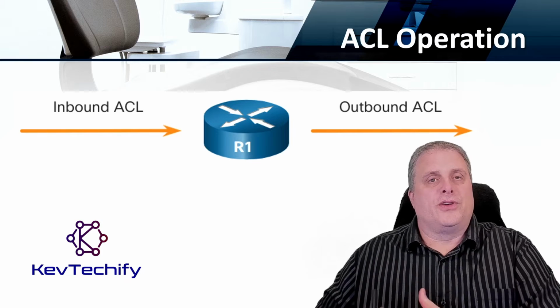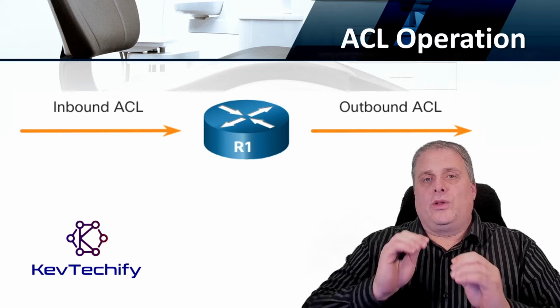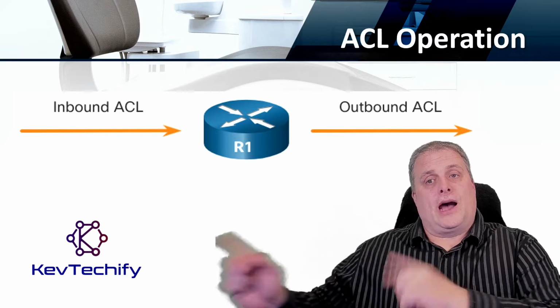If it's an outbound filter, it has to come into the router. Every piece gets processed, and then only the stuff that makes it through the list goes to the outbound ACL.